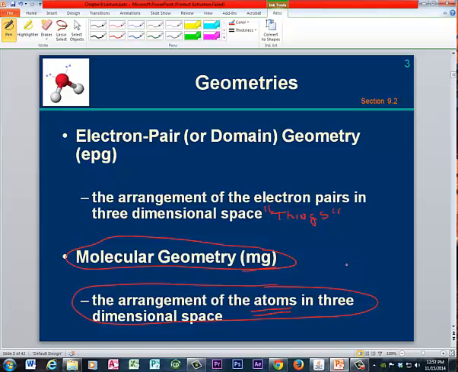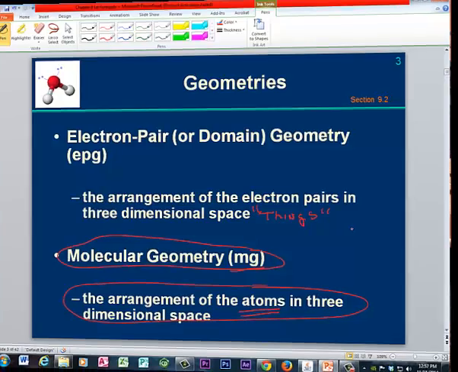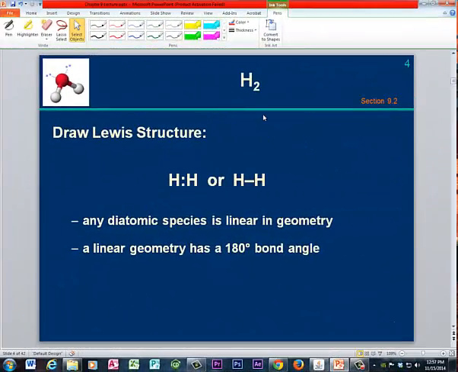Now, there'll be a condition where the molecular geometry and the electron pair geometry are the same, and there'll be a particular condition when the electron pair geometry and the molecular geometry are different. I wonder if you can guess when they will be different and when they will be the same. Let's find out.